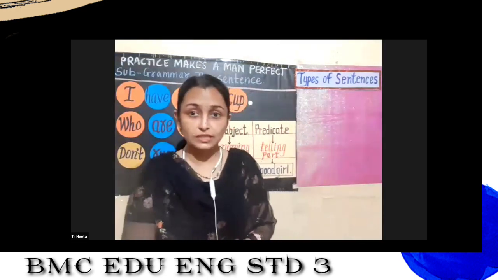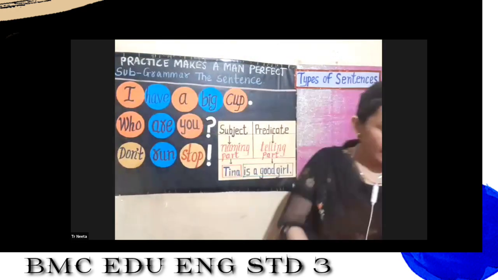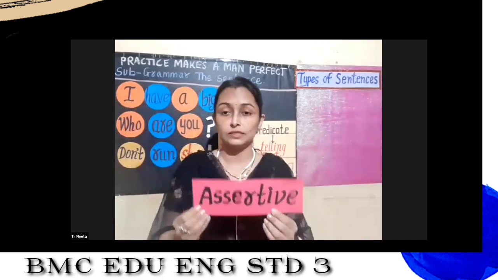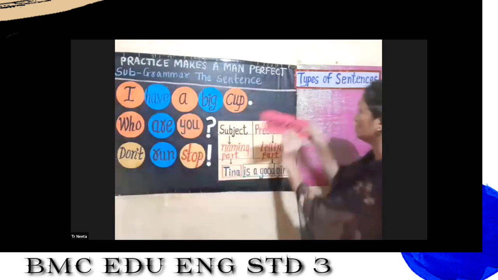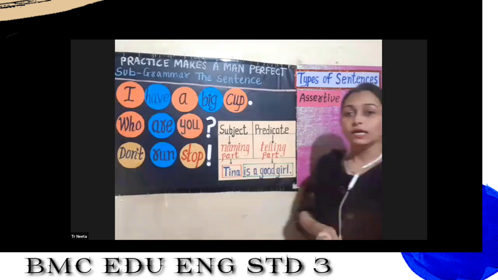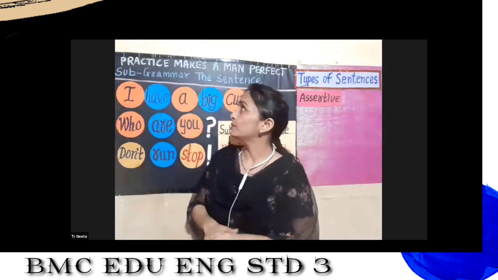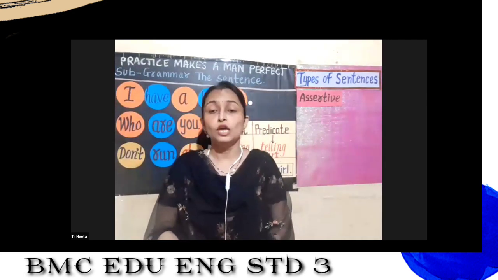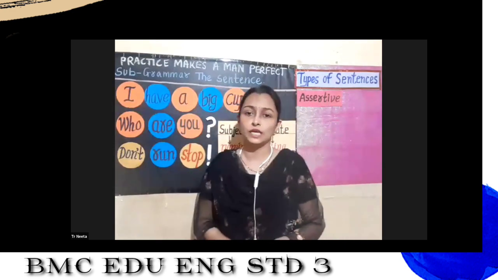First type of sentence is the assertive type of sentence. These are the functional types of sentences. First is assertive. Okay, now what are assertive types of sentences? Assertive types of sentences are normal statements, children. For example, the first one, I have a big cup. It is a normal statement.